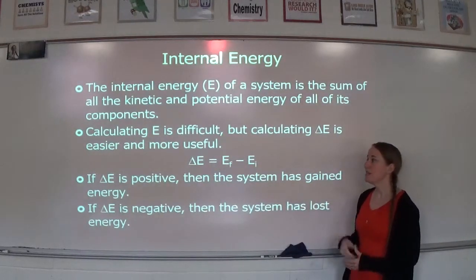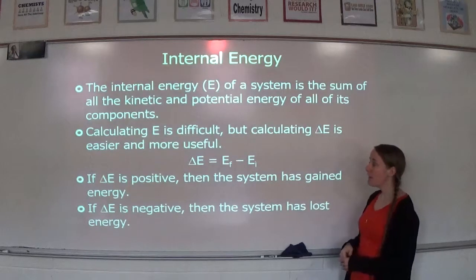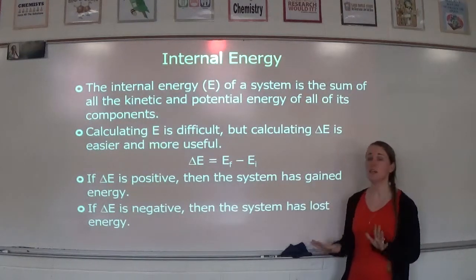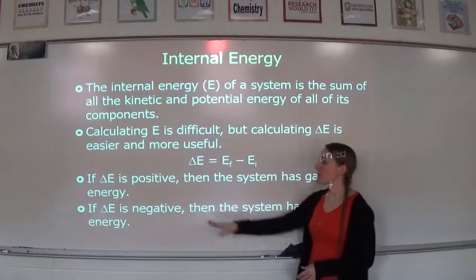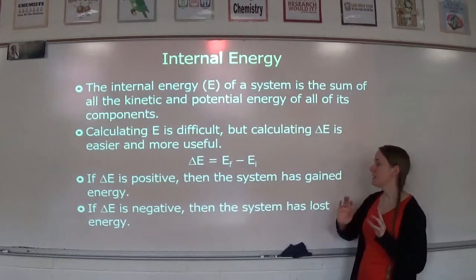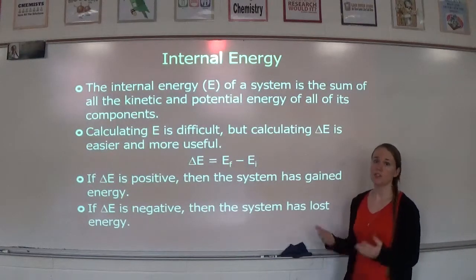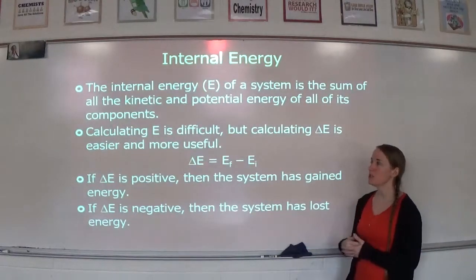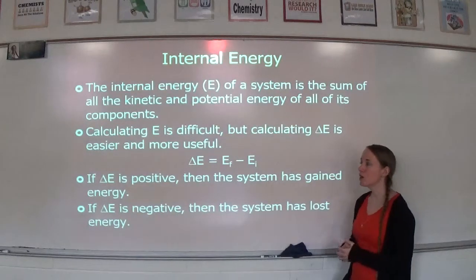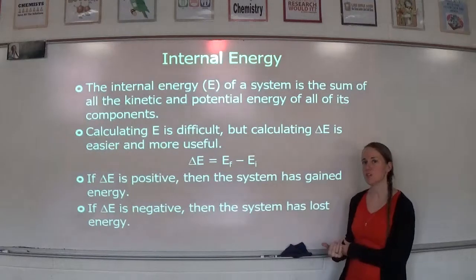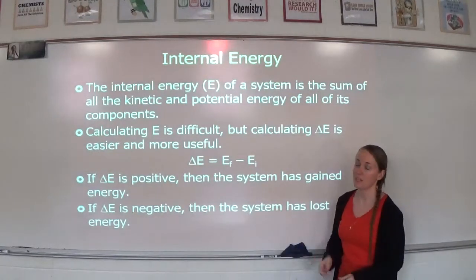Delta E can be positive or negative. If it's positive, then the system has gained energy, and remember we discussed that that is unfavorable. If delta E is negative, the system has lost energy, and that's a more favorable situation. So if you had a question about which reaction is more likely to occur, and one had a positive delta E and one had a negative, the negative delta E would be more likely to happen.